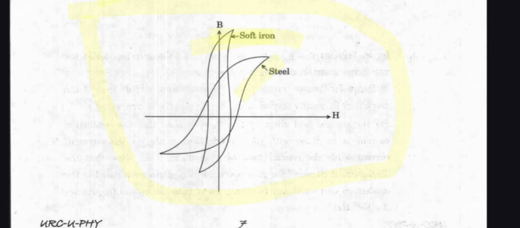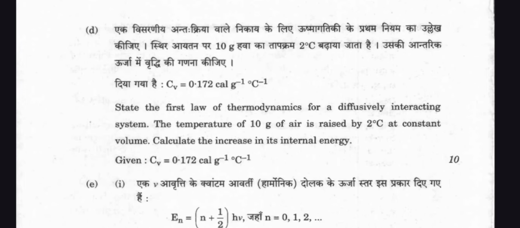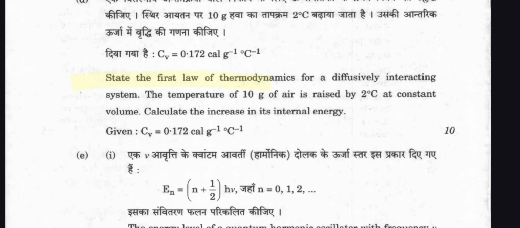So steel and soft iron. And the next question is here, D. State the first law of thermodynamics for a thermodynamically interacting system. The temperature of 10 grams of air rises by 2 degrees at constant volume. Calculate the increase in its internal energy.